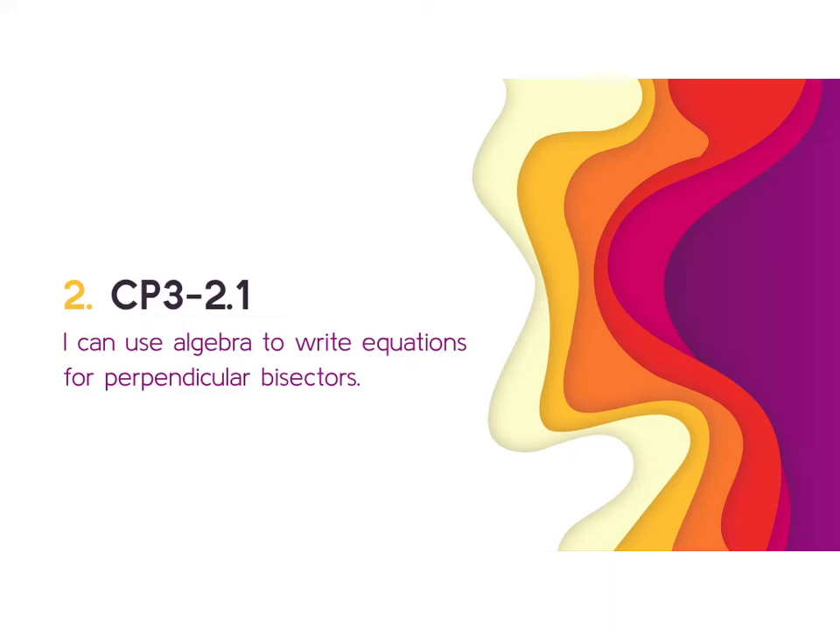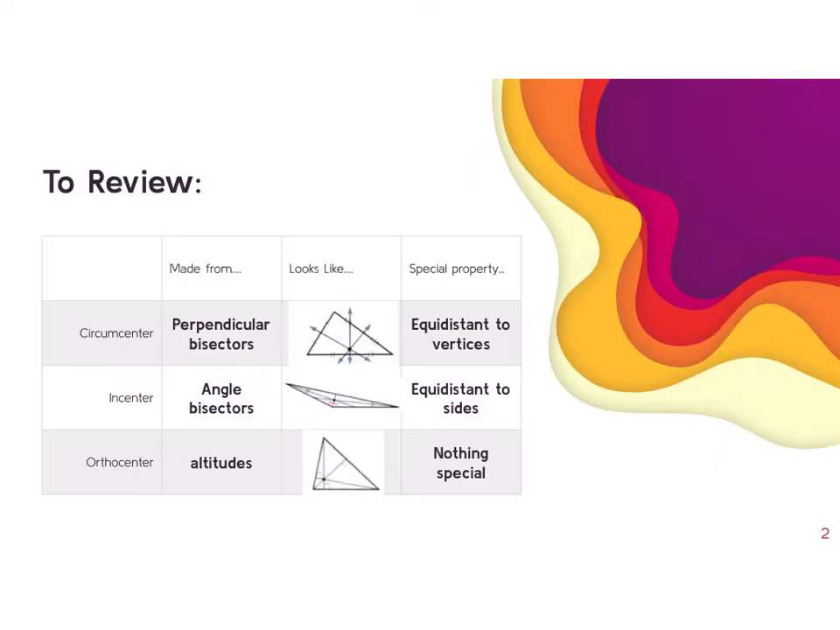In CP3-2 Part 1, you're going to be able to use algebra to write equations for perpendicular bisectors. Let's quickly review what we've learned about circumcenters, incenters, and orthocenters. Let's remember that the circumcenter is made from perpendicular bisectors, and it looks like that picture.